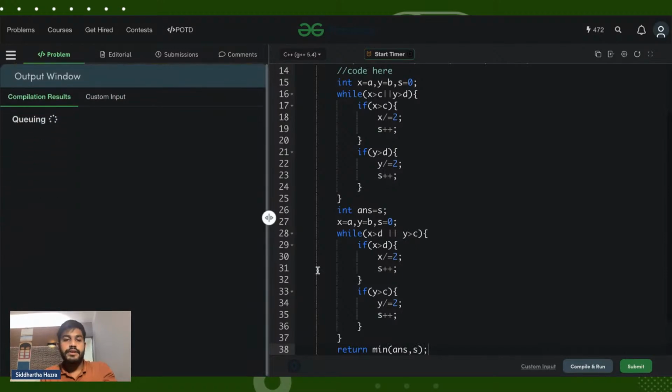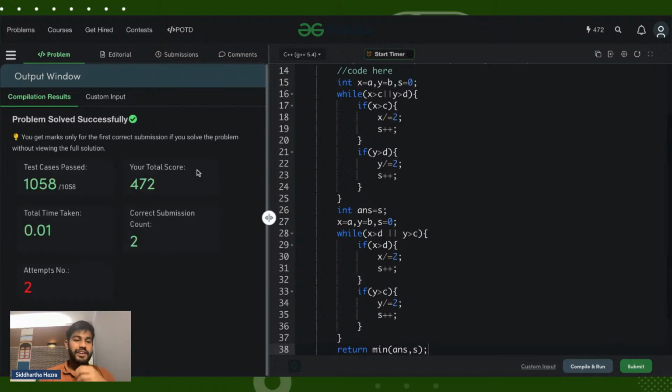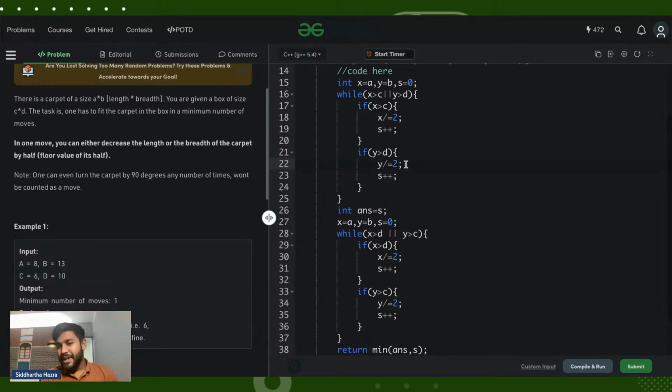Okay, let's compile and run and see how many errors we are making. Okay, fair enough. They have given 1058 test cases. Okay, so I will just explain it to you again.